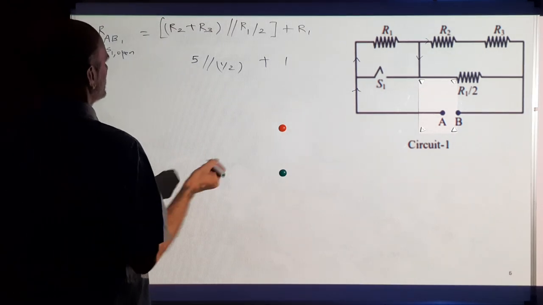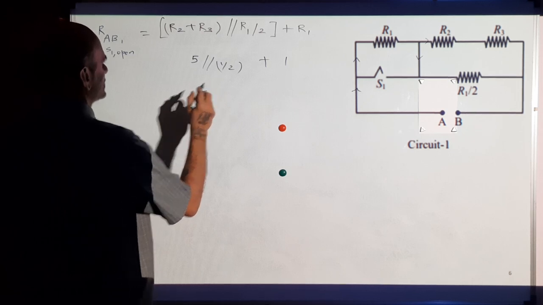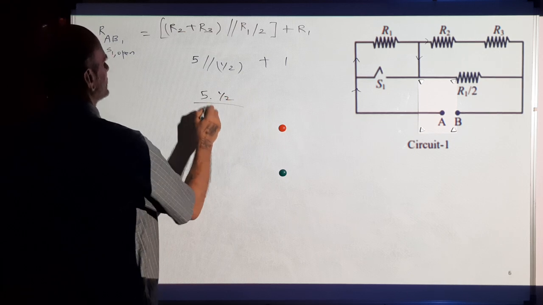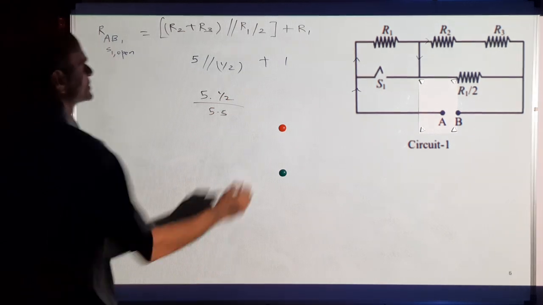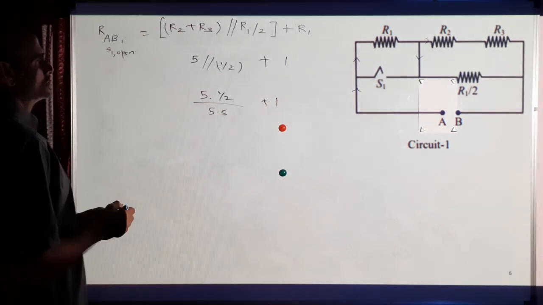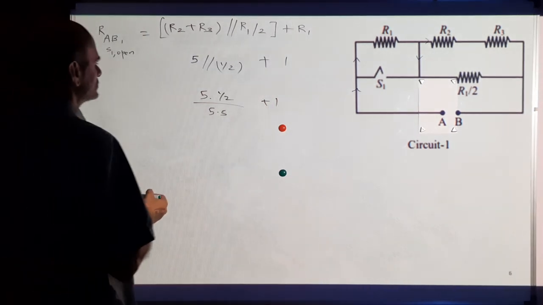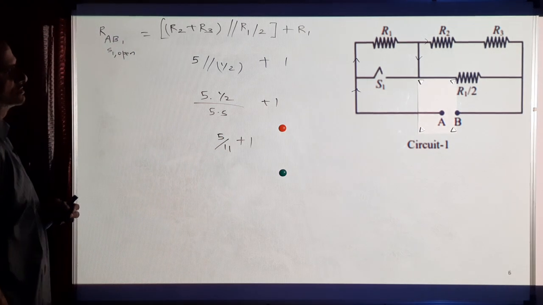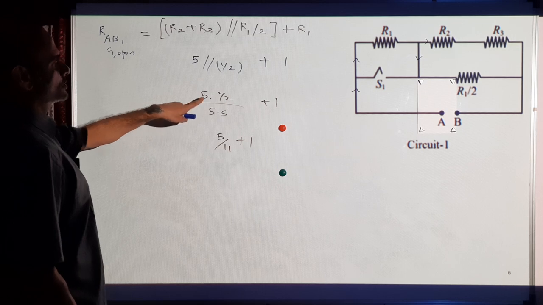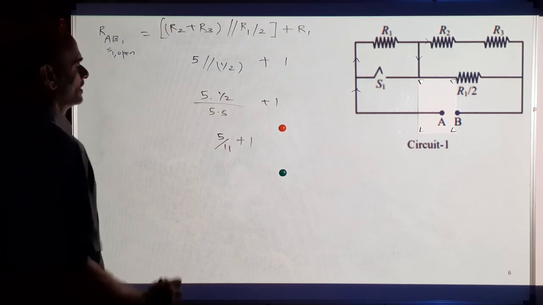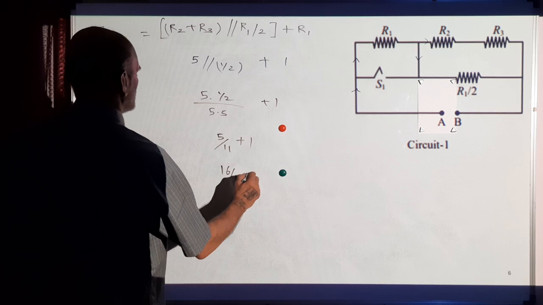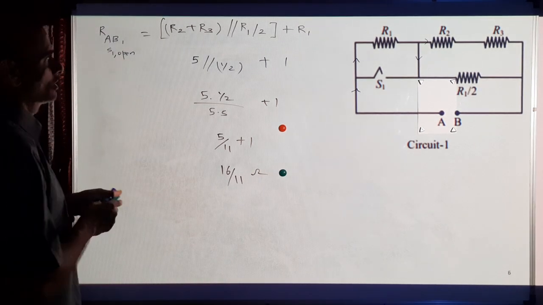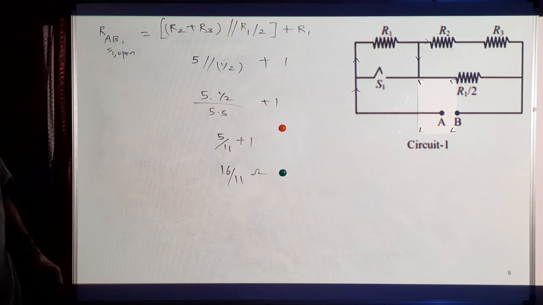So two resistors in parallel. It is product of the resistance, 5 into half, divided by sum which is 5.5, plus 1. So this is 2.5 by 5.5. So it is 5 by 11 plus 1. Simple calculation, 2.5 by 5.5 is same as 25 by 55, which is 5 by 11. So this is 16 by 11 ohms. This is the resistance across AB when S1 is open. So we'll remember this result.